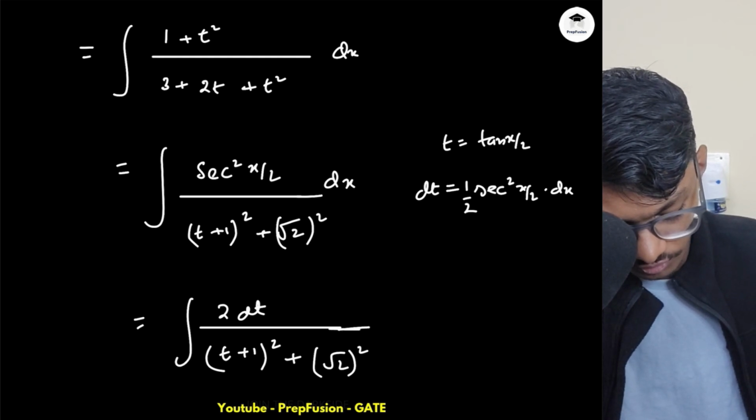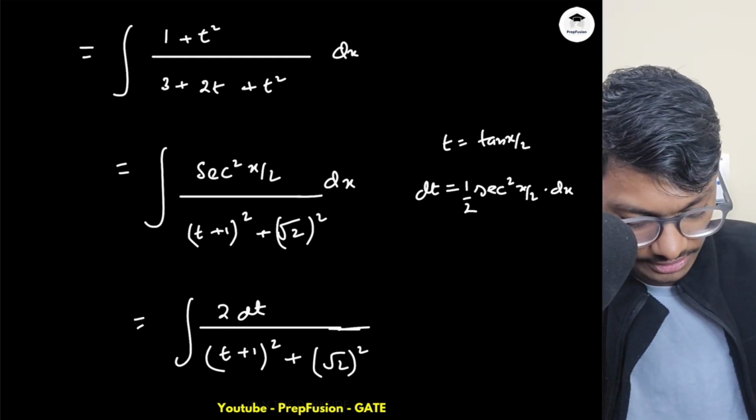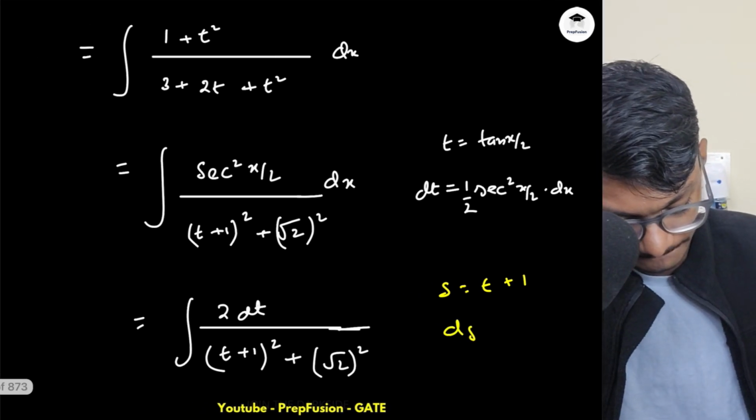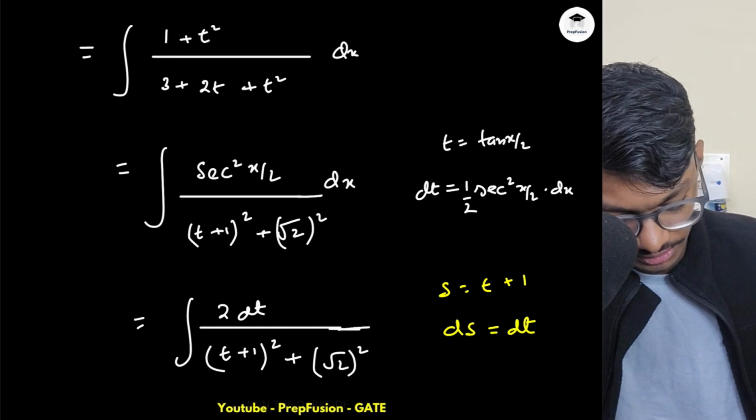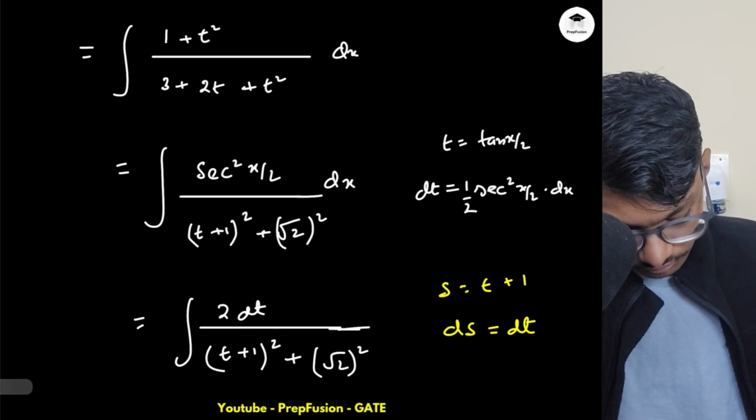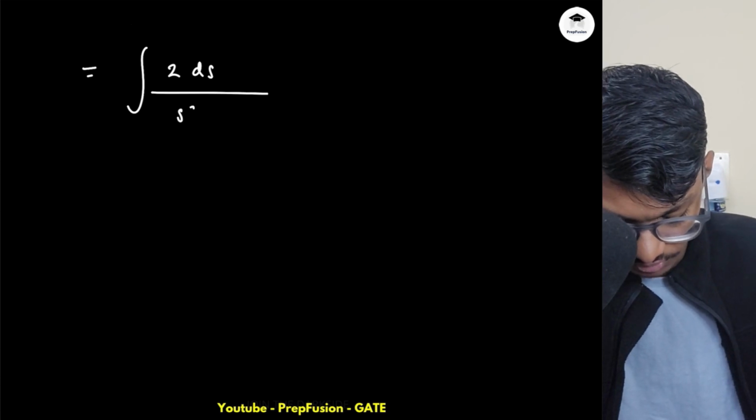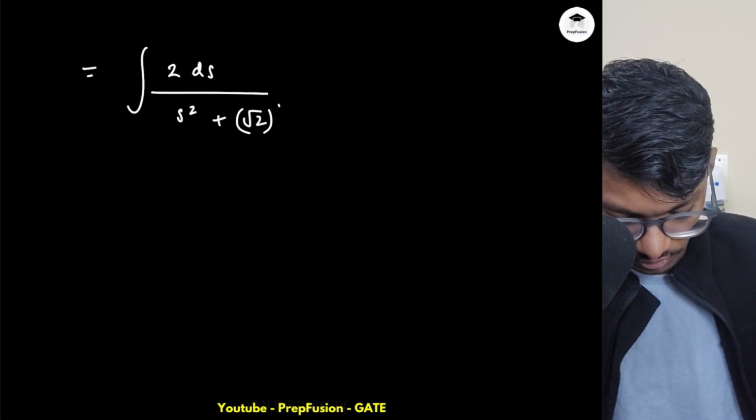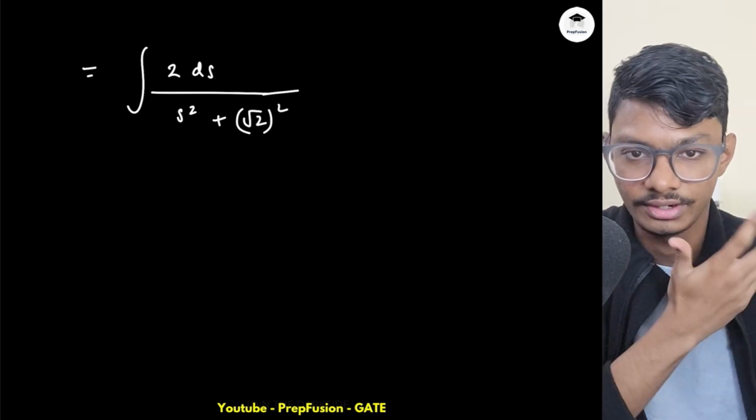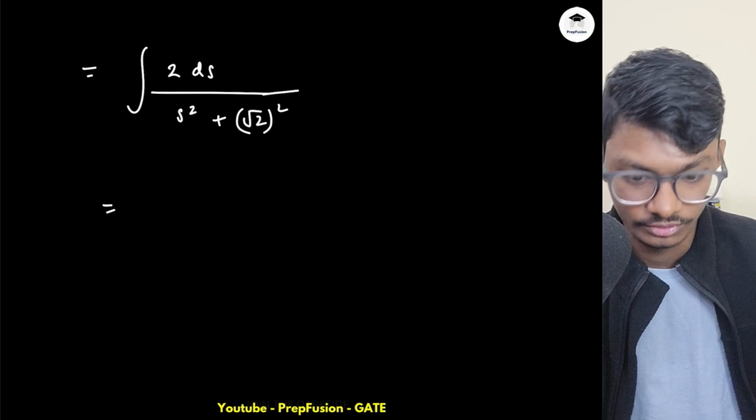So what we can do next is, you can directly solve this, or if you don't want to, you can take another variable s, which is equal to t plus 1. So ds will be simply equal to dt. So basically you can write integration of 2 ds divided by s square plus under root 2 whole square. Only the limits will be changed, that we'll understand in the indefinite integration chapter. Obviously you can directly go to the step without even doing that substitution.